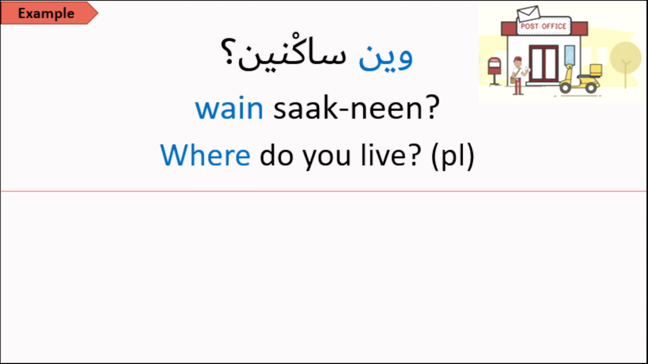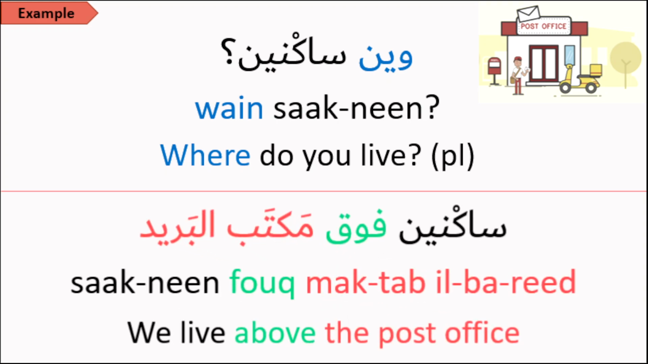Example talking to a plural. وين ساكنين? Where do you live? The reply is ساكنين فوق مكتب البريد. We live above the post office. Now I will say both of them again. وين ساكنين؟ ساكنين فوق مكتب البريد.